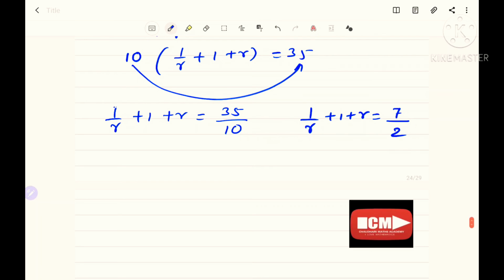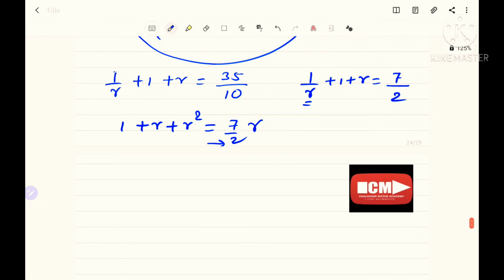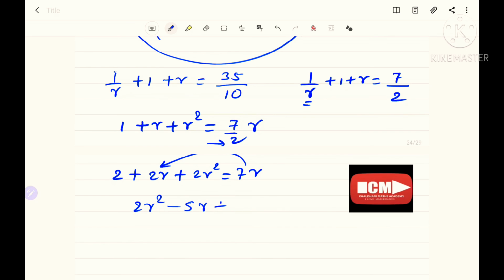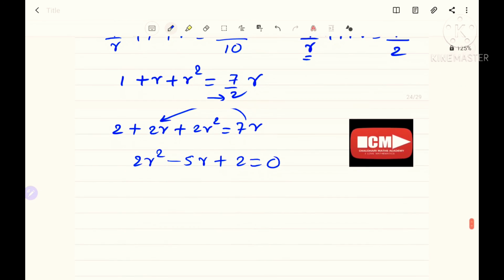Okay. Then multiply throughout by R. I don't want this fraction, so I'm multiplying by R. It's 1 plus R square equal to 7 by 2 times R. I don't want this fractional 2 either, so let's multiply throughout by 2. So it's 2 plus 2R square equal to 7R. And it leads to a quadratic equation: 2R square, then shifting this 7R to this side, minus 7R, so minus 5R plus 2 equal to 0. Solve this quadratic equation and you will get the value of R.